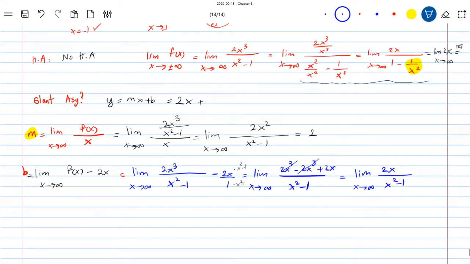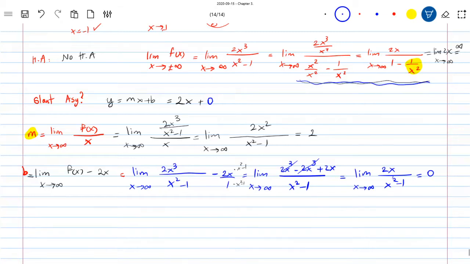X approaches infinity. If you calculate this limit, again, use the same technique that we did above. Divide by the largest term in the denominator, which is x squared. And what do you get is 0 in this case. So what do I find? I found out that the b is 0.